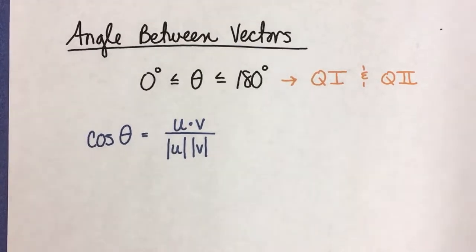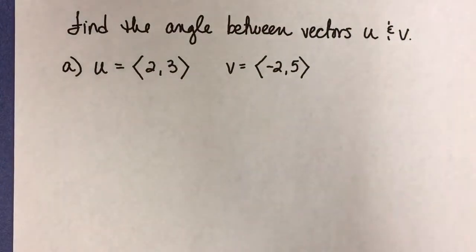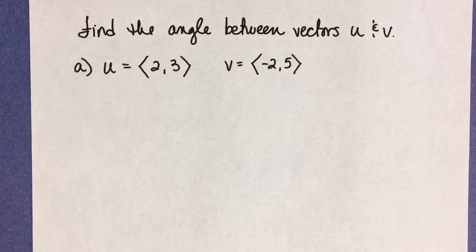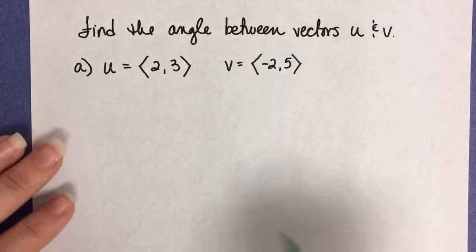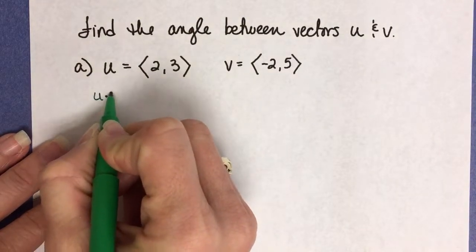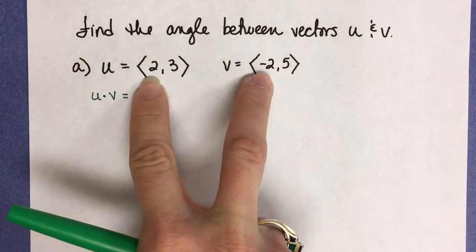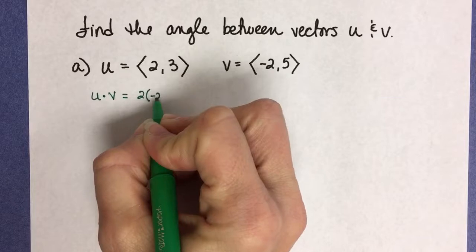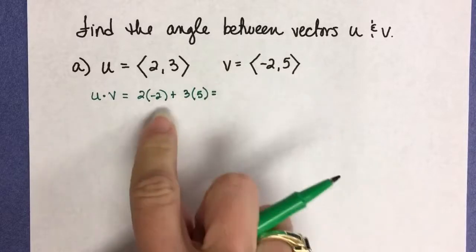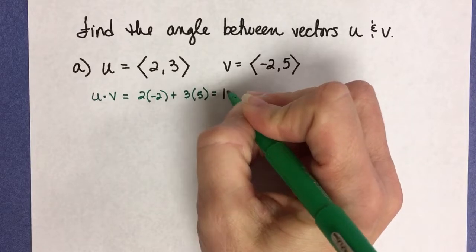Okay, so here's the first example that we're going to look at. Find the angle between these two vectors. Just breaking it down in steps here. First of all, in the numerator, we do need the dot product, so let's go ahead and find that. You multiply your first components together, so 2 times negative 2 plus 3 times 5, so that's going to be negative 4 plus 15, which is going to give me 11.